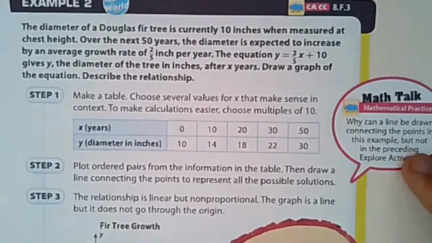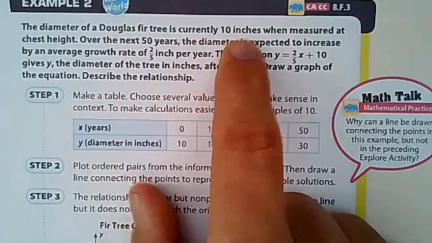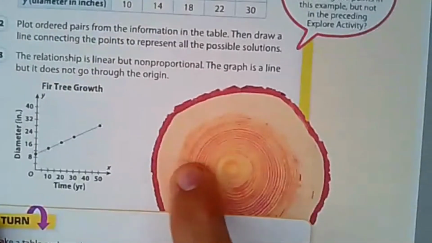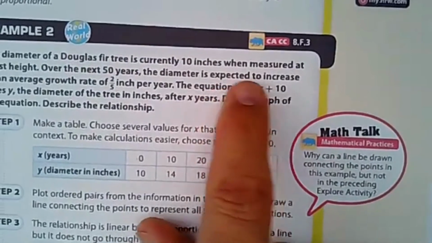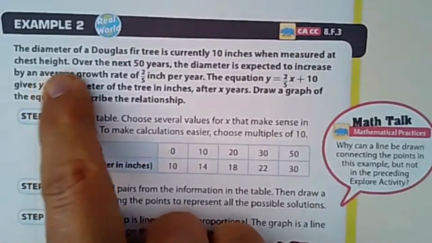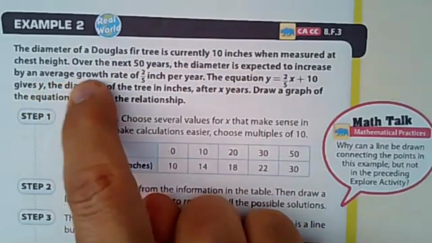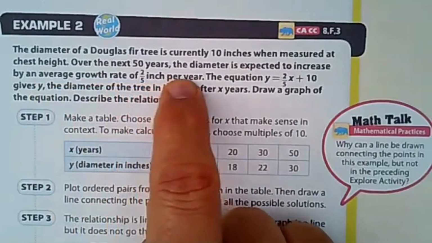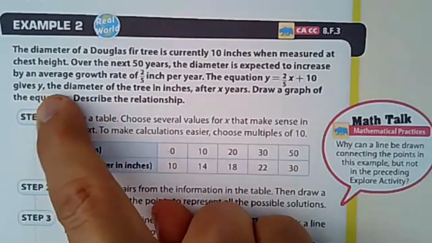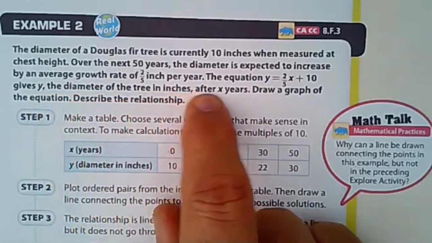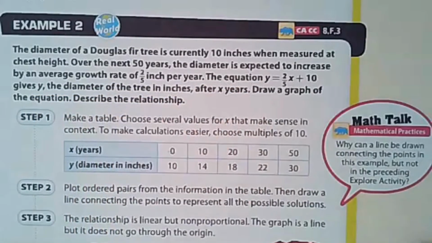In this situation, the diameter of a Douglas fir tree is currently 12 inches. So the diameter is from one end all the way to the other, going through the middle. Is measured at chest height. Okay, over the next 50 years, the diameter is expected to increase by an average growth rate of 2/5 inch per year. And this equation gives y, the diameter of the tree, in inches after x years. So we're asked to draw the graph of the equation, describe the relationship.